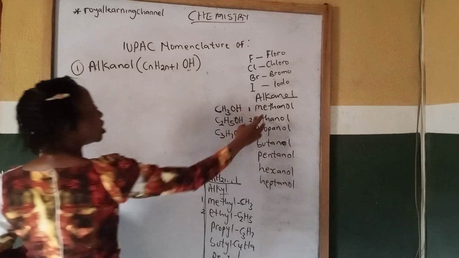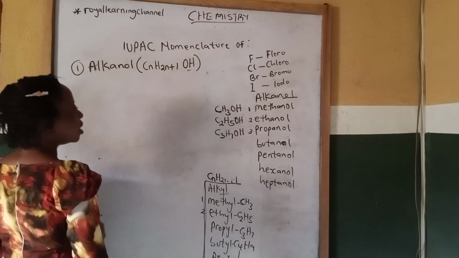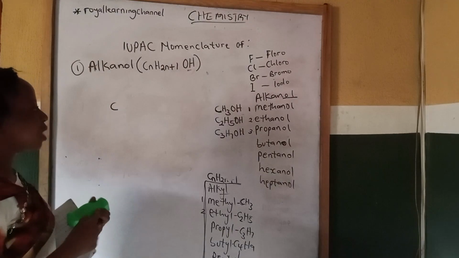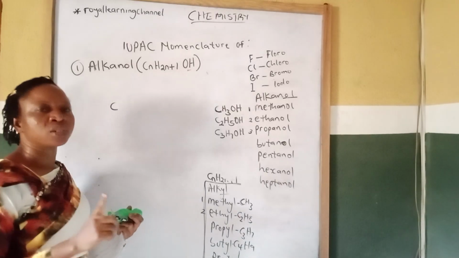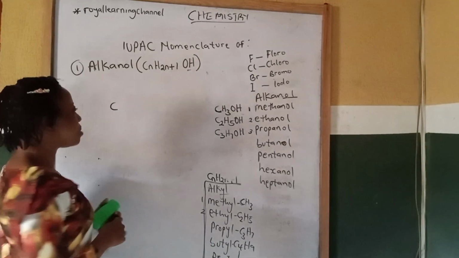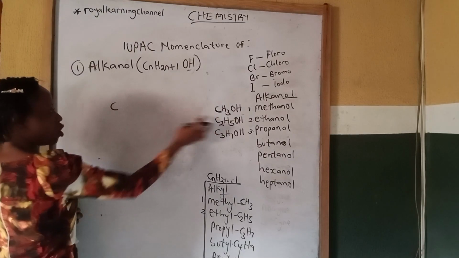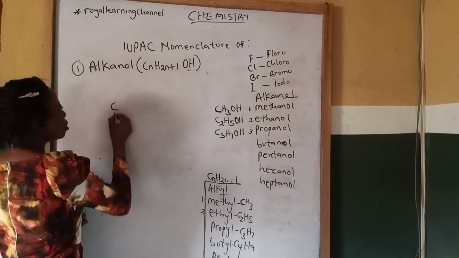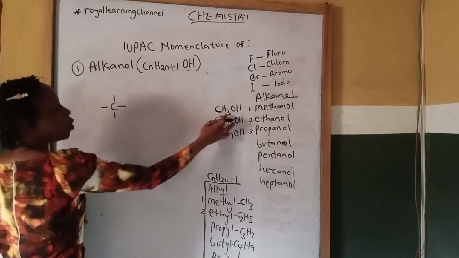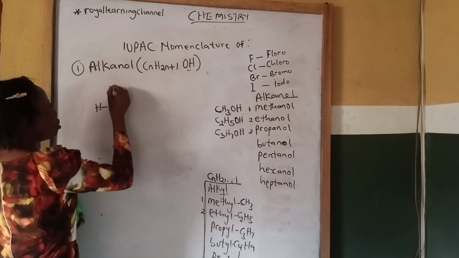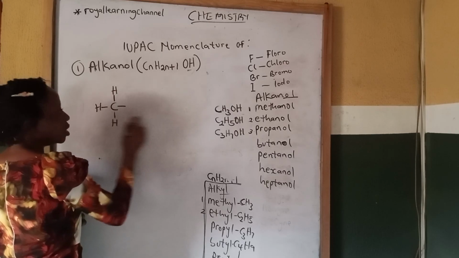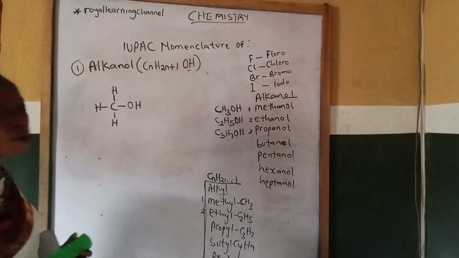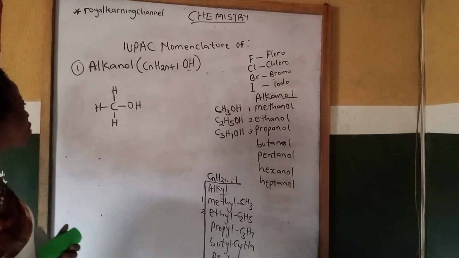Now, the first member, which is methanol, this is the molecular formula. Then the carbon atom, we're having just one carbon atom. Don't forget that in organic chemistry, each carbon atom must be surrounded with 4 chemical bonds. So let's surround this first carbon atom with 4 chemical bonds. 1, 2, 3, 4. Then we have 3 hydrogens. 1, 2, 3. Then followed by OH. So you put your OH here. This is the structural formula for methanol.